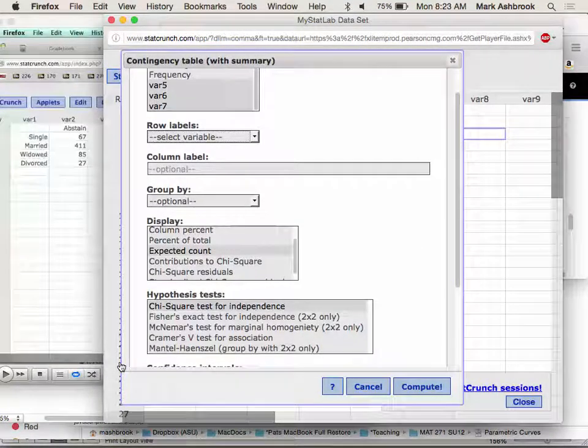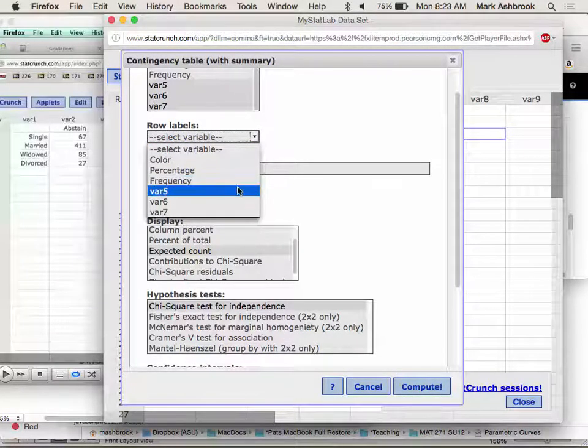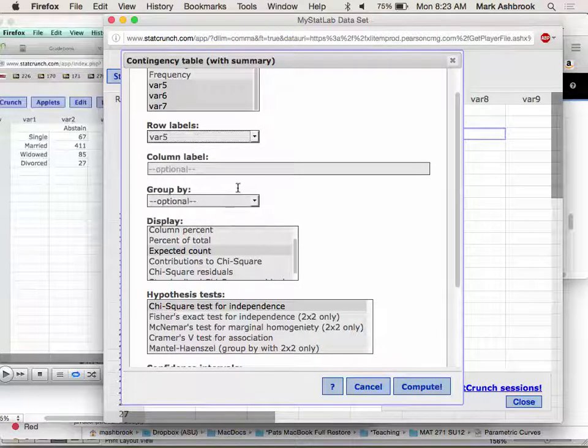Oh, for goodness sakes. I don't think it matters. I don't understand what they mean by row labels.